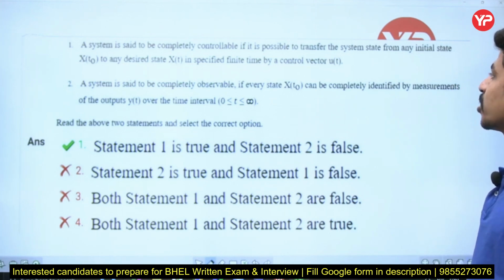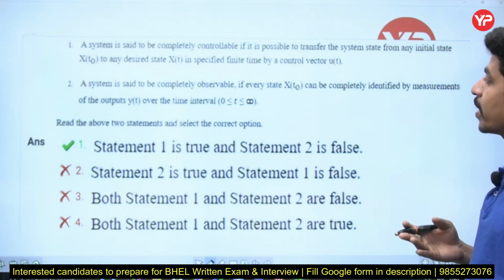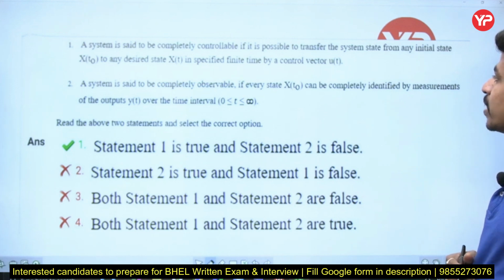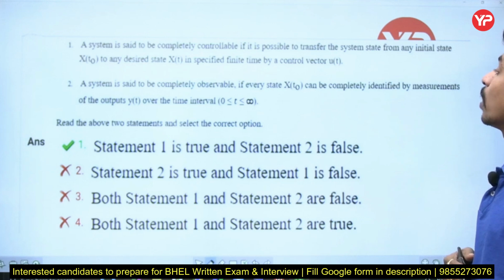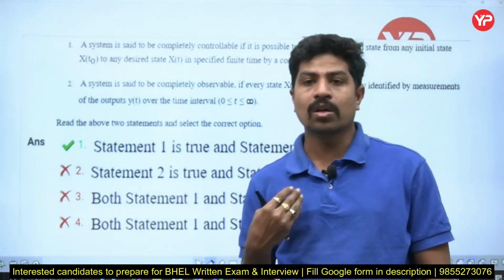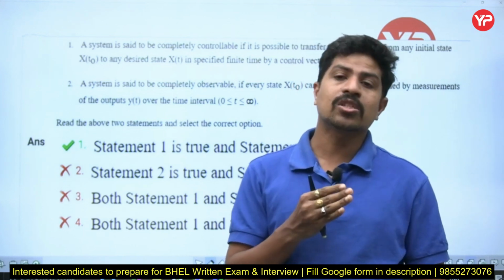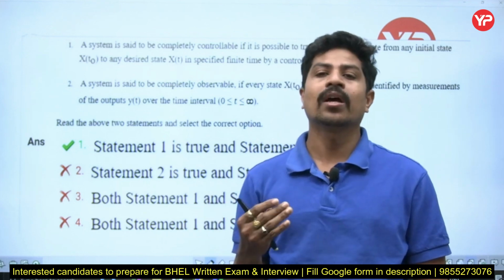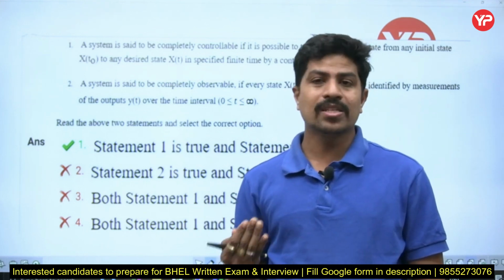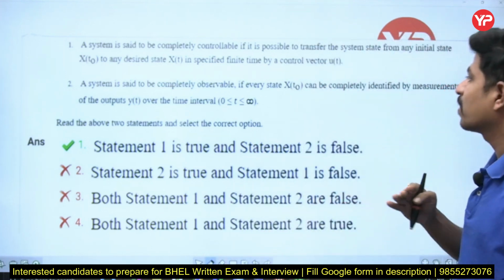A system is said to be completely controllable if it is possible to transfer the system state from any initial state x(t0) to any desired state x(t) in a specified finite time by a control vector u(t). Yes, statement 1 is perfectly true. What is controllability? A system is said to be controllable if it is possible for us to change its state from any initial state to the required state using some input, that is called the input vector in control systems, within a finite amount of time. Yes, statement 1 is perfectly correct.